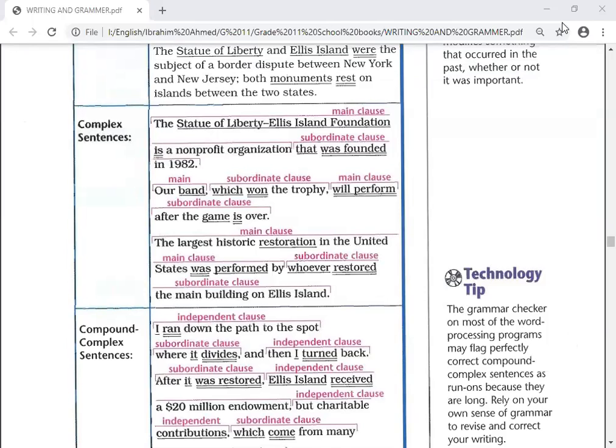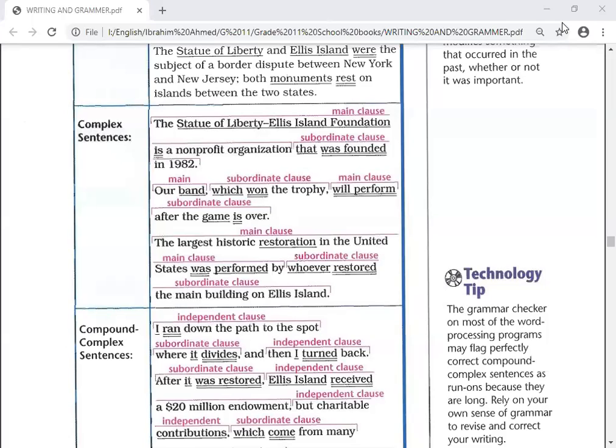So the Statue of Liberty, Ellis Island Foundation is a non-profit organization. This is the main clause here, or the independent clause. That was founded in 1982. This subordinate clause that begins with that, it can't stand on its own, right?